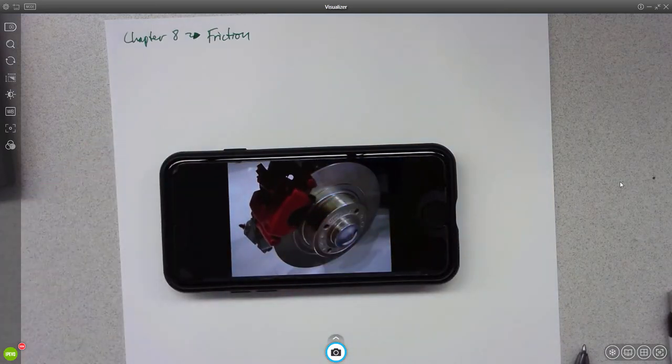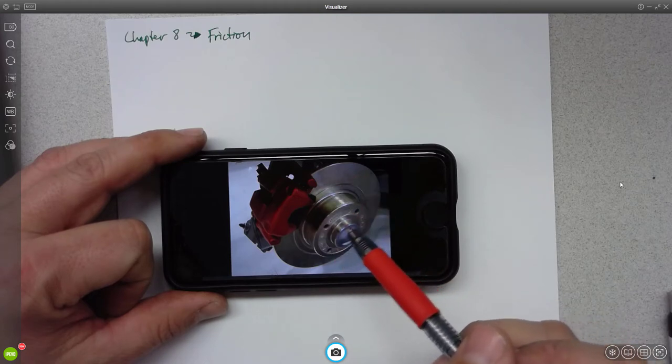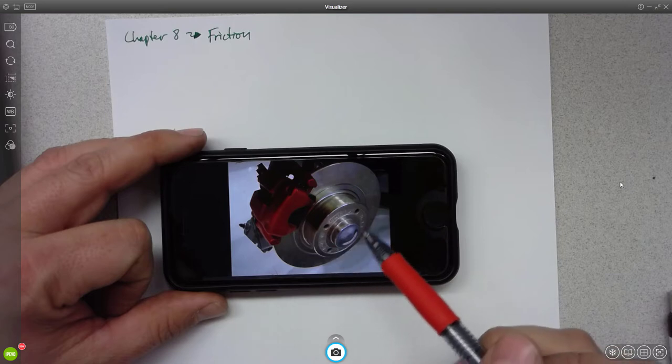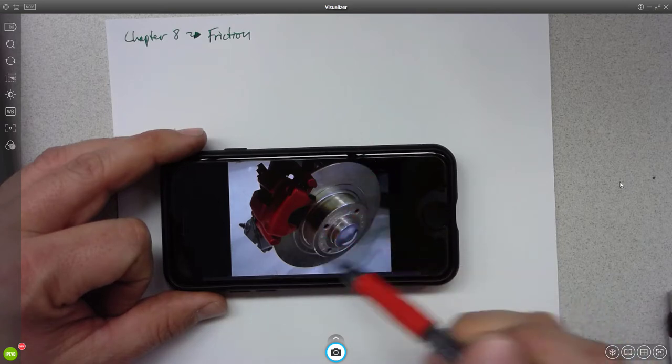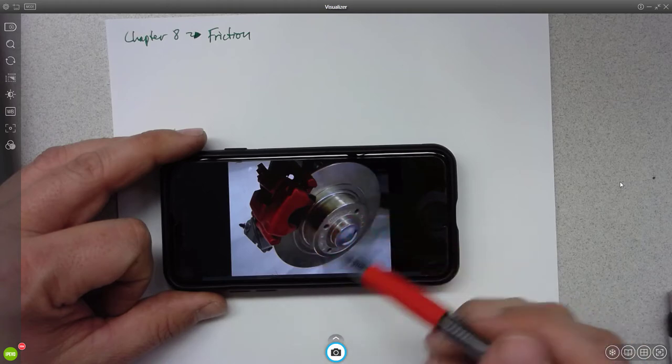Why do you think it's called a disc brake? Because it's a disc! Okay, so we have this disc. These right here are bolt holes, where you might tighten your wheel onto this doohickey. But this guy's spinning with your wheel, and it's your disc rotor. That's what we would call that.